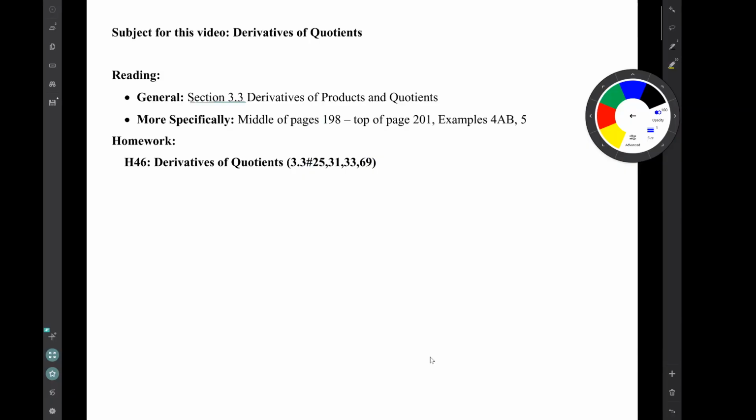Hi, I'm Mark Barsamian. In this video, I'll be discussing derivatives of quotients. This material is from section 3.3, derivatives of products and quotients.